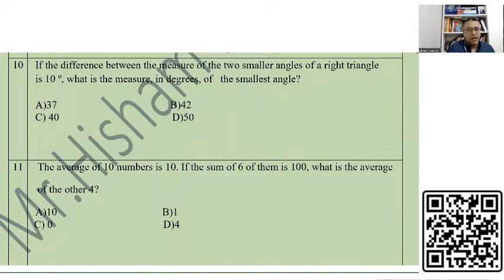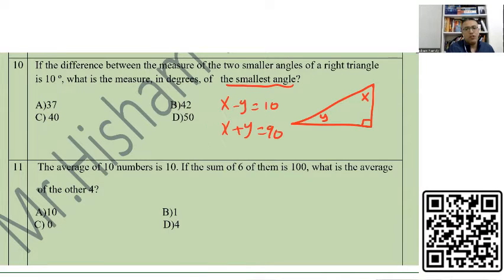Question number 10. If the difference between the measure of the two smaller angles of a right angle triangle is equal to 10, so x minus y is equal to 10. And we know that the sum of x and y is 90. So what is the measure of the smaller angle?